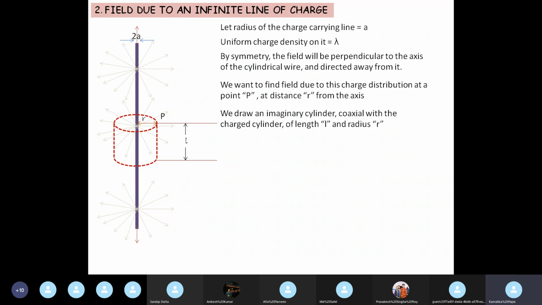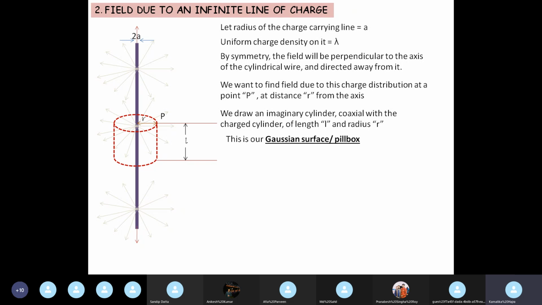So we draw this imaginary cylinder which passes through the point P at which we want to find the field. So it has radius R and it has a finite length L. This is the length, the height of the cylinder basically. This is our Gaussian surface or Gaussian pillbox.